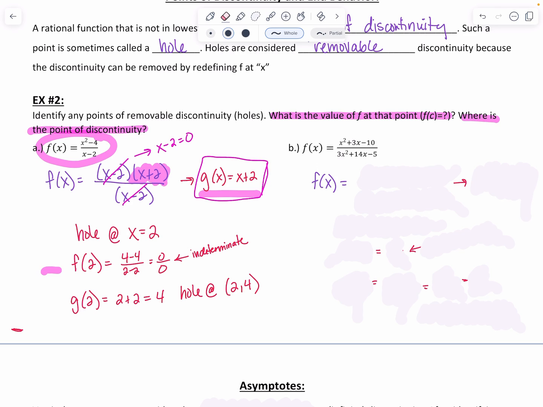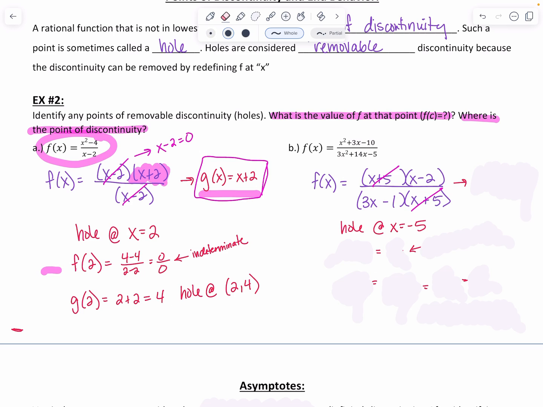All right, so looking at f, I factored the numerator into factors of x plus 5 and x minus 2. I factored the denominator and got factors of 3x minus 1 and x plus 5. So you might notice I have a factor on top and bottom, my numerator and denominator, that are the same. So it's not in most simplified form, which causes us to have a hole in our graph. Remember, the hole is where that factor equals 0. So if I set it equal to 0, I get a hole at x equals negative 5.